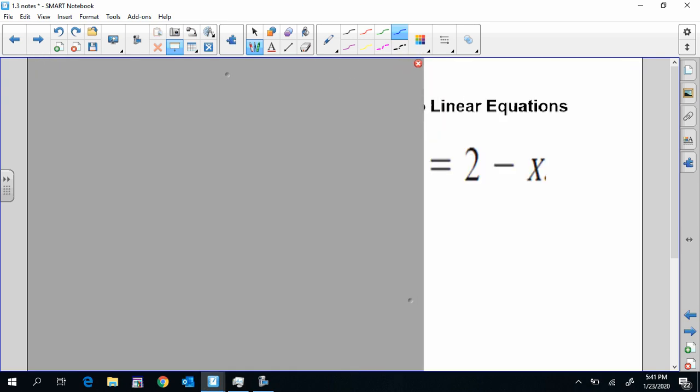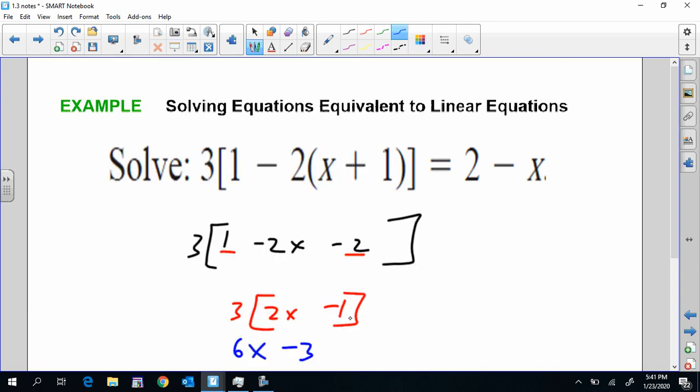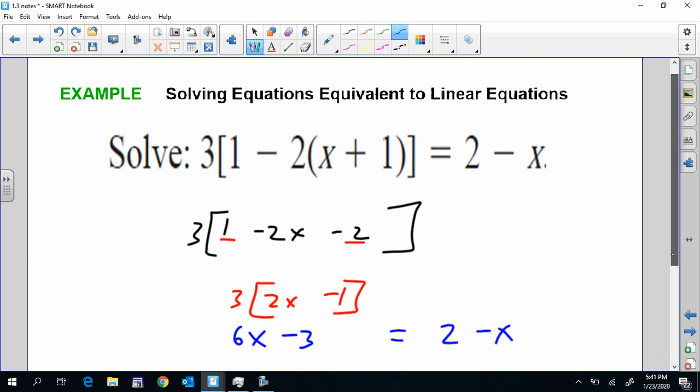I should look now at the right-hand side. Can anything be simplified? Not really. I could factor out a negative 1, but that's no more simple than the other one was. So I will now work on declaring which side is the variable side and which side is the constant side.